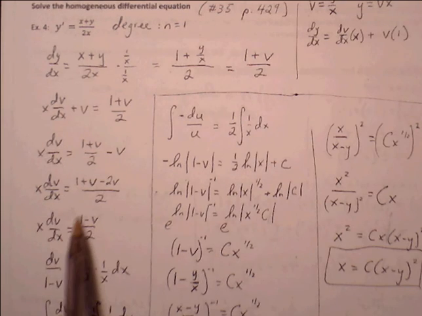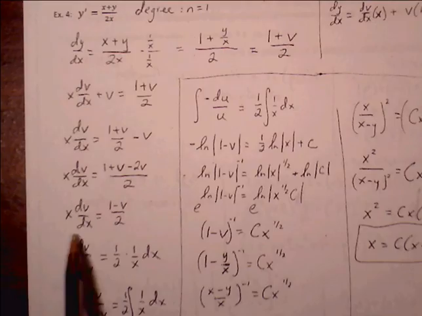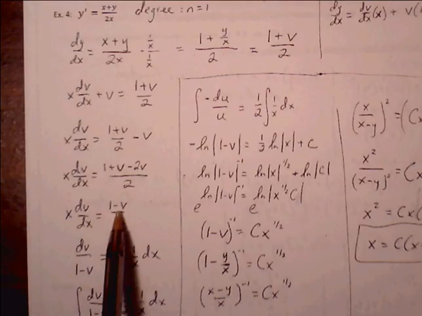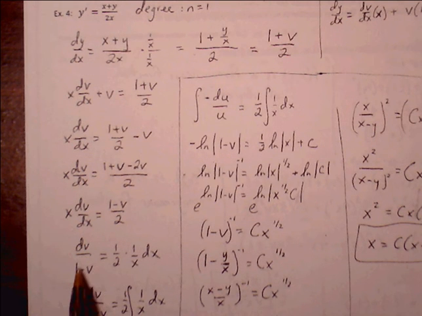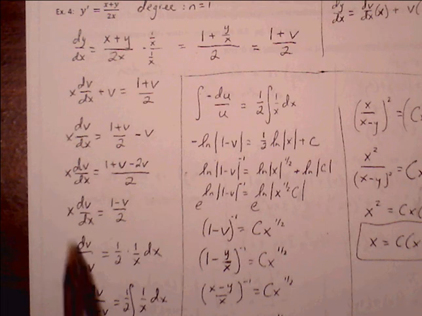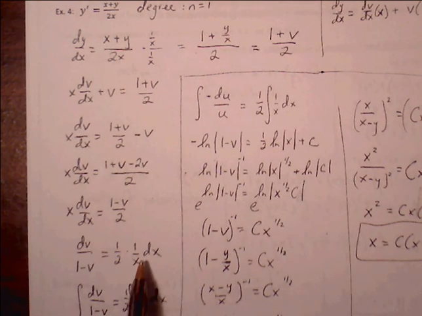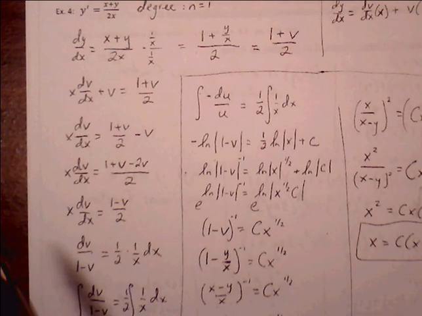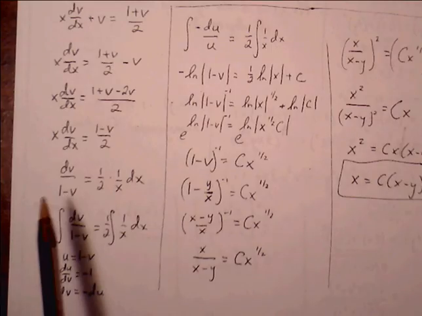Now let's see what we can do. If I divide the 1 minus v over to the left, and if I multiply the dx over and divide the x over to the other side, we can separate the variables. So dv over 1 minus v, 1/2 stays. X gets divided over, so 1 over x, and dx gets cross multiplied on the other side, so it becomes dx. Notice my dv and dx are separated, and they are in the numerator position.